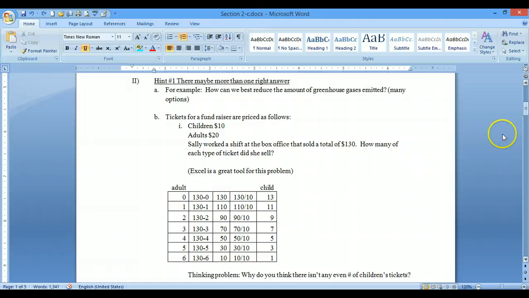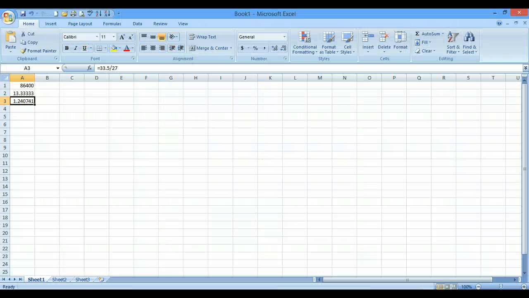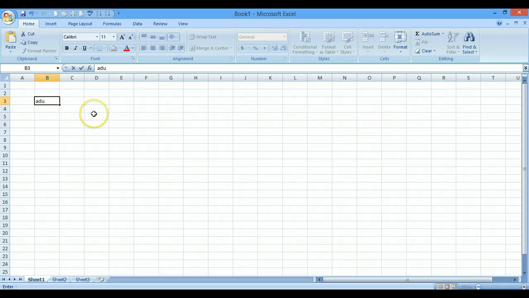Excel is a fantastic tool. In fact, this is how I've solved it here. In fact, let's go ahead and go into Microsoft Excel. So those are left over from the last section. Here, let's call this the number of adult tickets.